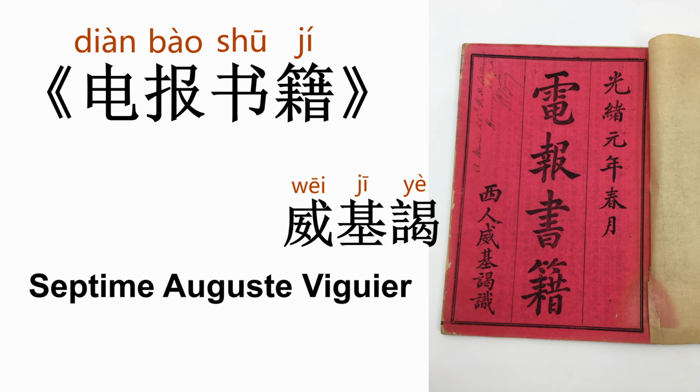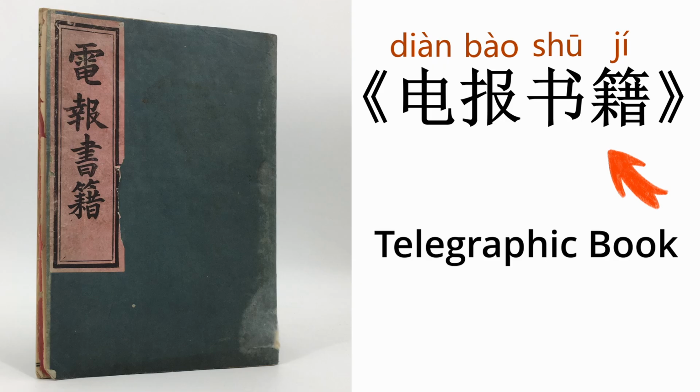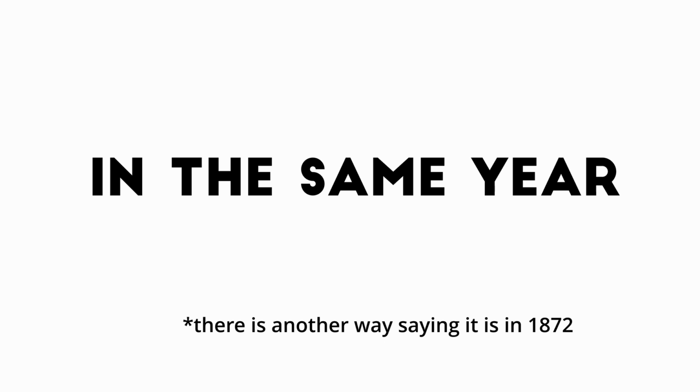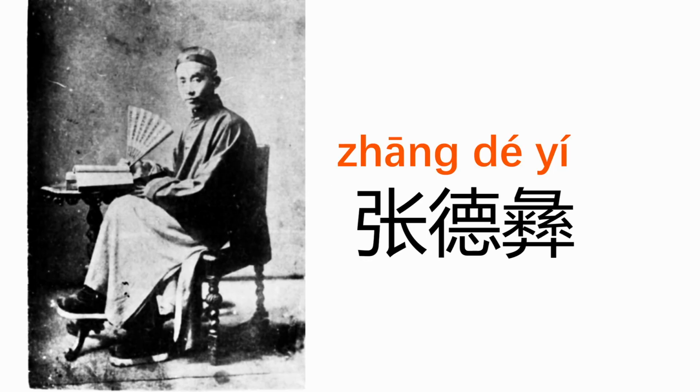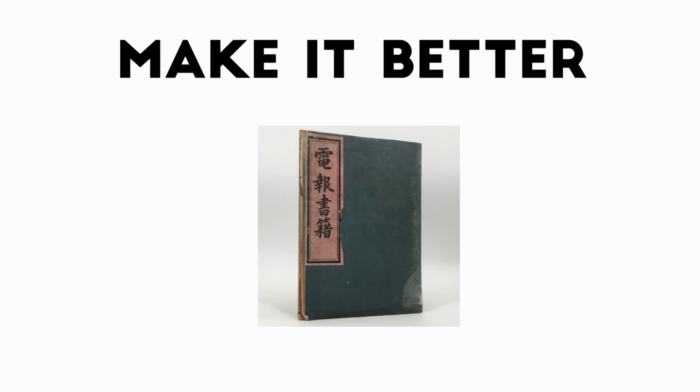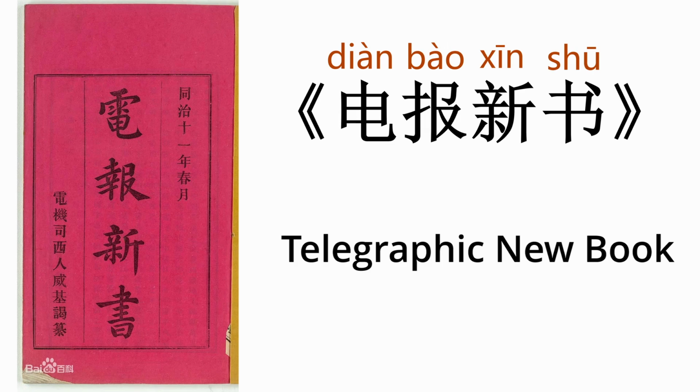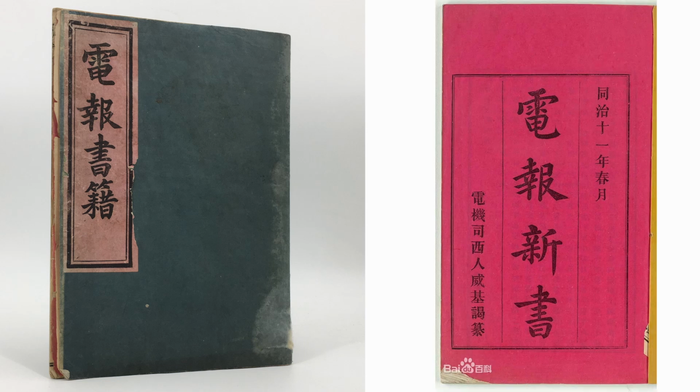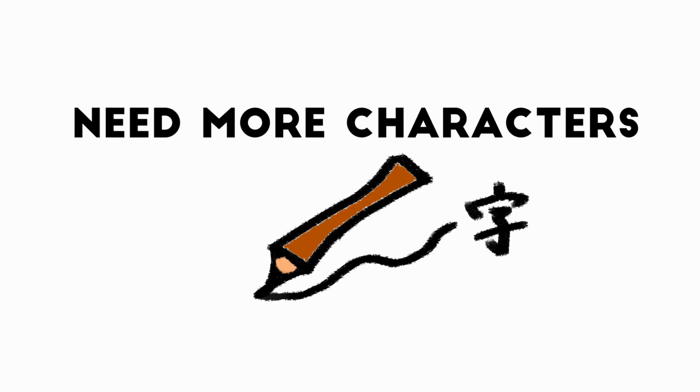This codebook also became the first real Chinese telegraph codebook in history, and was named 电报书籍. Then, in the same year, Zhang Deyi, a Chinese diplomat and translator, improved it, revised some imperfect points and made it more precise. The new version was named 电报新书. Although both were really good, both also had a shortcoming: the number of characters was not enough.